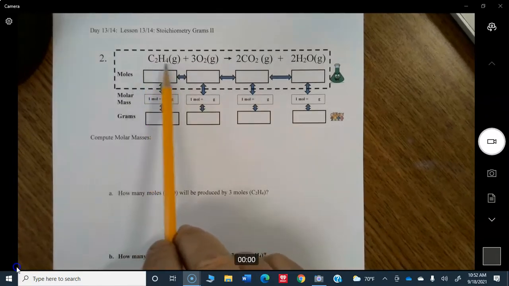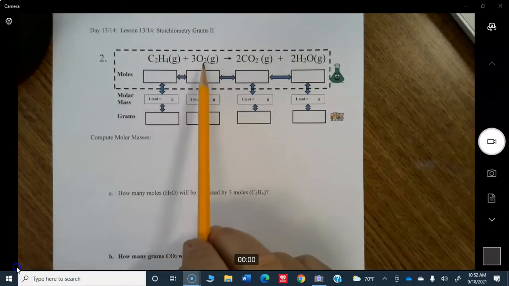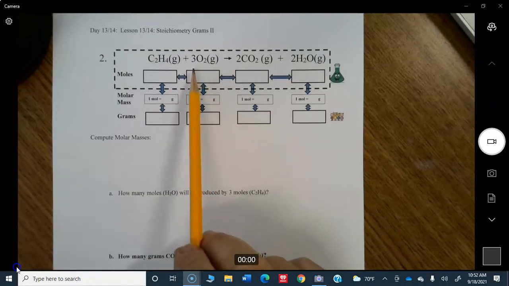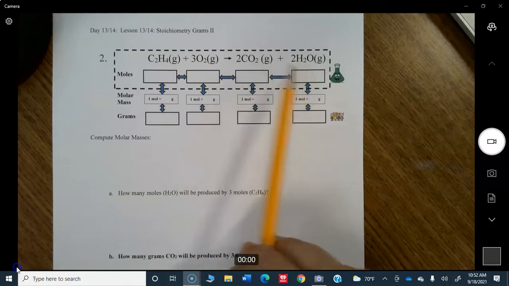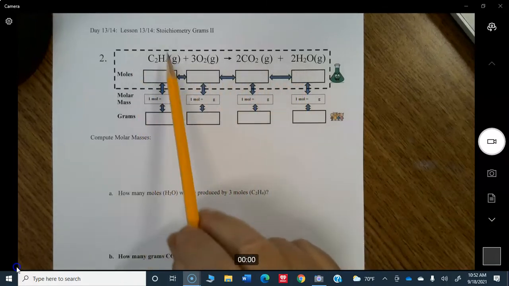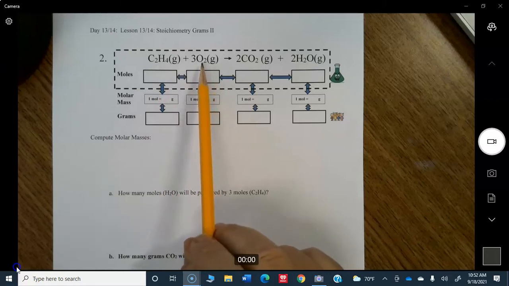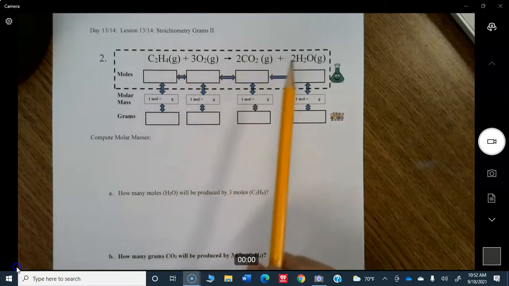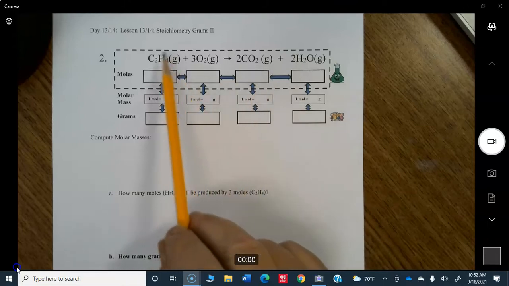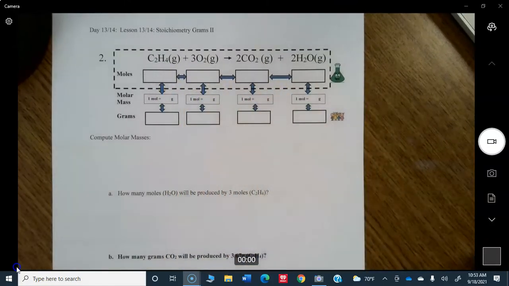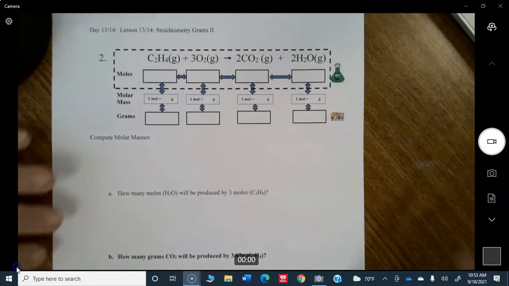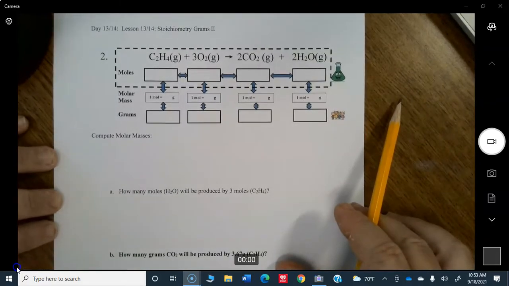It's any kind of hydrocarbon, a CH compound, plus oxygen. You light a match to it, it burns, and it produces carbon dioxide and H2O. The only difference between them is the hydrocarbon. They all combust with oxygen and produce carbon dioxide and water. The only difference is the hydrocarbon and how it's balanced. Different hydrocarbons balance differently. All right, so in this one, I'm asking you to compute the molar masses.